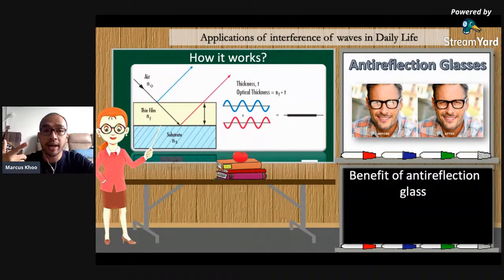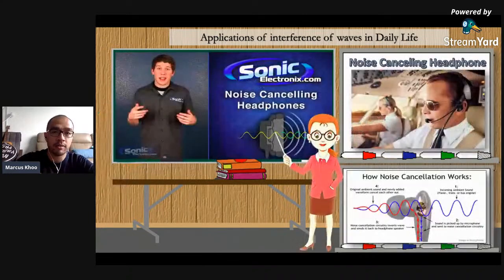Okay, and this is done by interference. So the light wave is one wave, and then the glasses help to produce another wave which is out of phase, so it's not coherent.